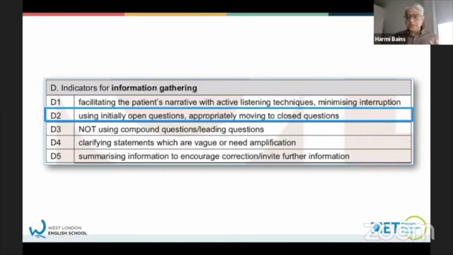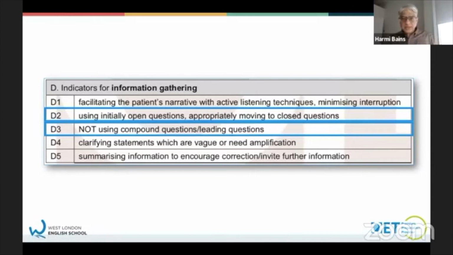This is really common in medical English, and it's what a lot of you guys do anyway. I know you start generally, and then you look for specific things. So many of you do this anyway in your jobs. You start with open questions and you're moving to closed. But here you can see you get marks for doing this. So I've managed to tick this particular box by starting with open and then moving to closed questions.